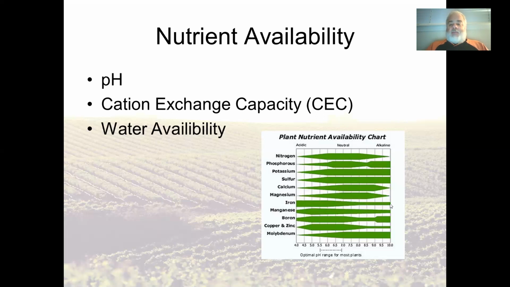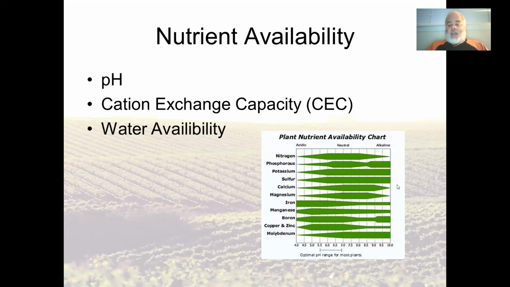Something like iron becomes less available in alkaline soils, but very available in acid soils. Now, this is a gross approximation, and it's much more dramatic than it shows here, but it gives you an idea how pH affects nutrients. So something like calcium, calcium is actually very available in higher pHs.